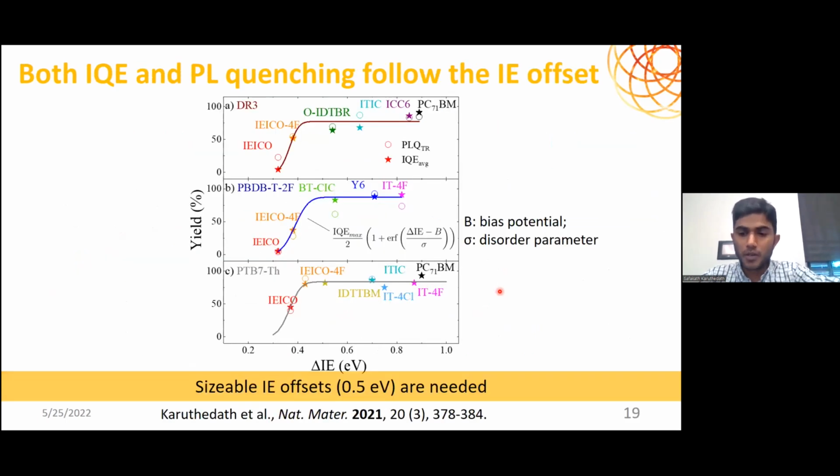So even though we know the kind of optimal value for each system, to quantify that, we did an error function fit, giving a bias potential and an energetic disorder parameter, and we found that around 0.5 is the best IE offset for OPV to have maximum charge generation. There are exceptions like PM6 and Y6, because Y6 is very famous for producing intrinsic charge generation, so we cannot really compare it with the other NFAs.